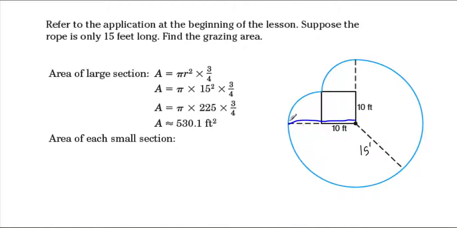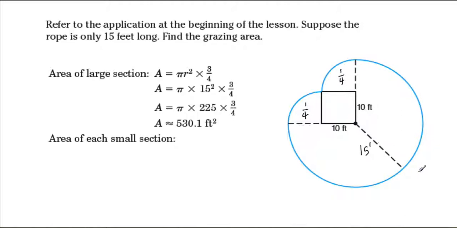Okay, so this one is what we're looking for right there. This is 3/4 of our circle. From there we try to find each small section, and remember, each small section is simply 1/4 of the circle. So this is 1/4 of a circle. This is also 1/4 of a circle.